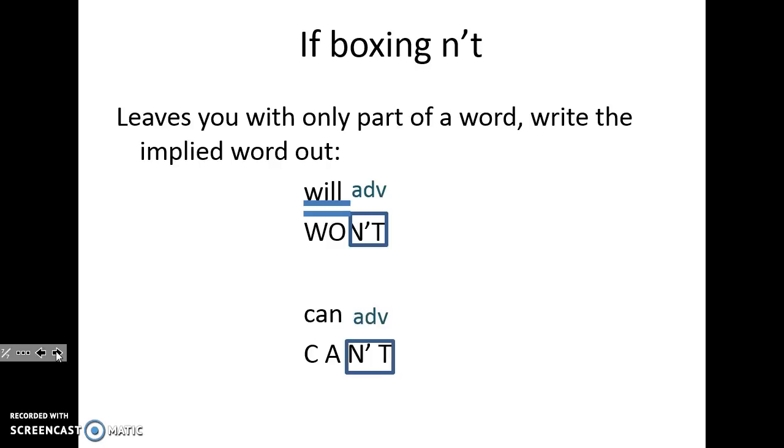Box out your N'T, write ADV above. And you're left with just a CA, so above, write CAN, can. And then you can double underline it because you know that's the verb.